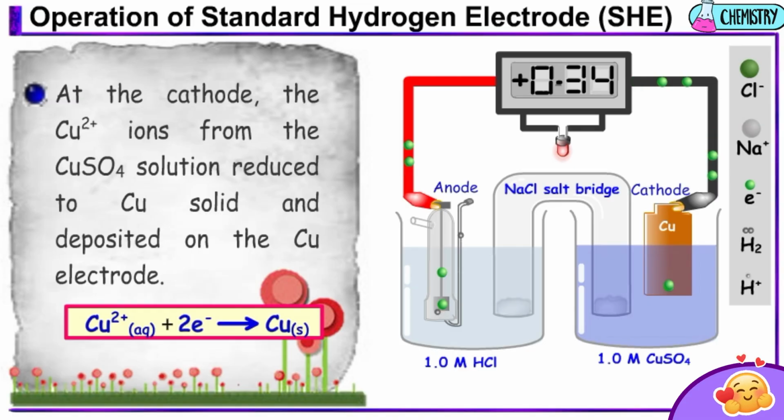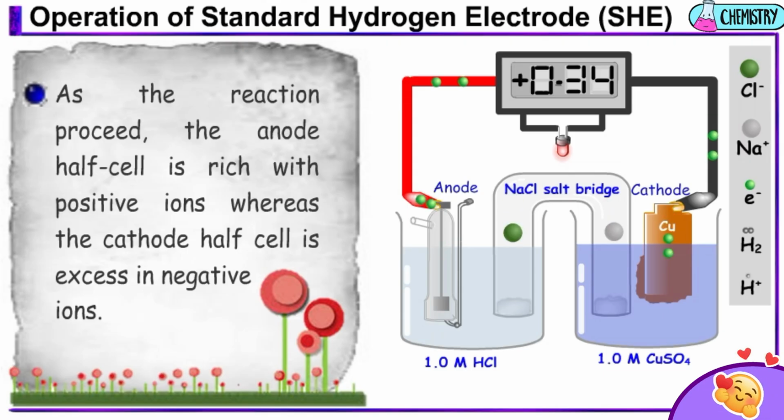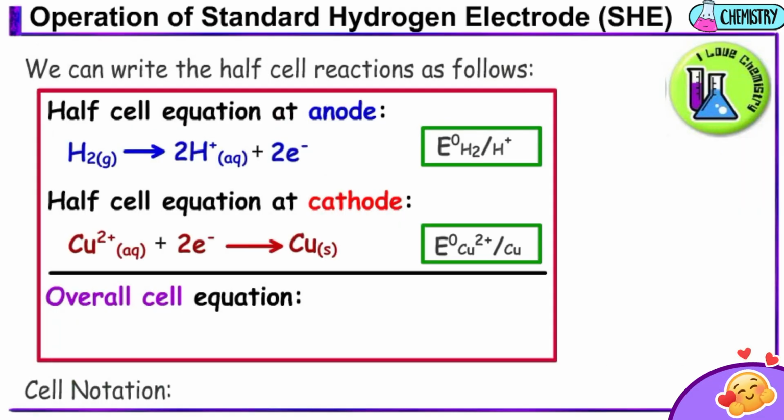At the cathode, the Cu2+ ions from the copper sulfate solution are reduced to copper solid and deposited on the copper electrode. As a result, the mass of the copper electrode increases. As the reaction proceeds, the anode half cell is rich with positive ions, whereas the cathode half cell is in excess of negative ions. To maintain neutrality, the chloride ions from the salt bridge migrate to the anode, while sodium ions from the salt bridge move to the cathode. We can write the half cell reactions as follows.